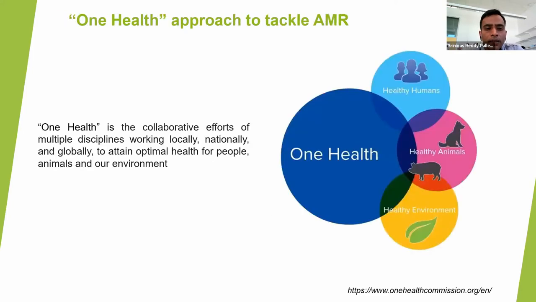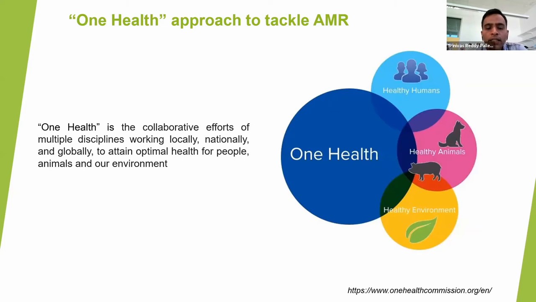And finally, I would like to end my talk with the One Health approach that is needed to tackle AMR. So what is the One Health approach? There is a need for collaborative effort between various disciplines, locally, nationally, as well as globally, to optimally prevent antimicrobial resistance. For example, veterinarians, medical doctors, public health officials, and environment people need to work together to efficiently tackle AMR. So this is what One Health basically is.